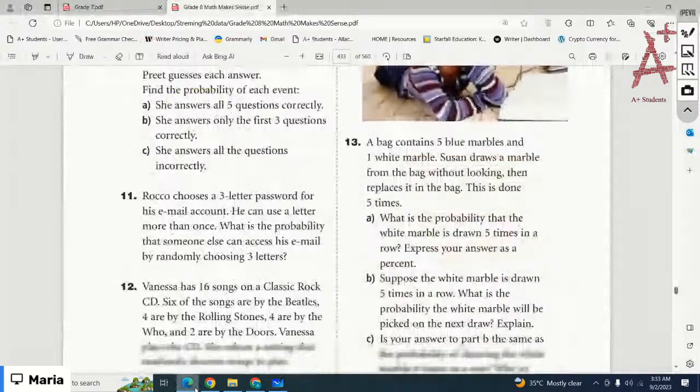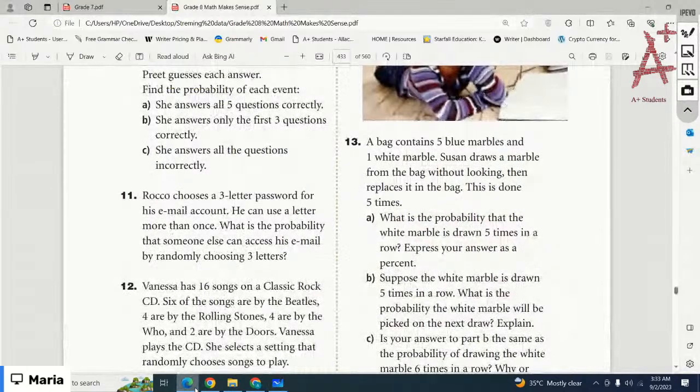Okay, let's start with question number 11. Rocco chooses a 3-letter password for his email account. He can use a letter more than once. What is the probability that someone else can access his email by randomly choosing 3 letters?